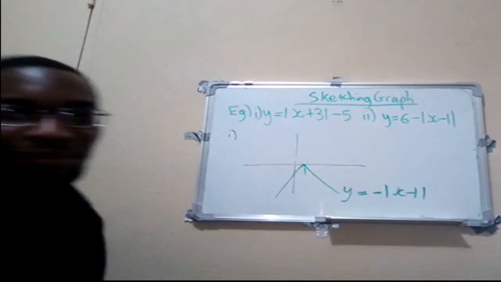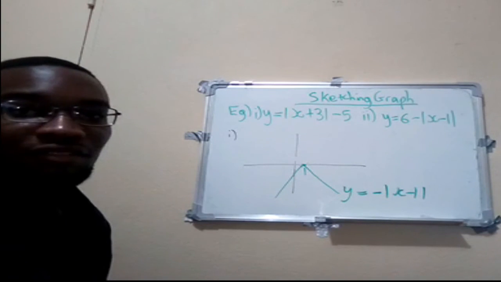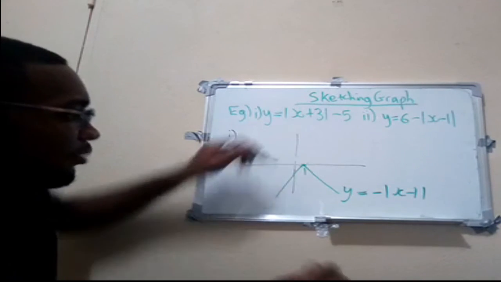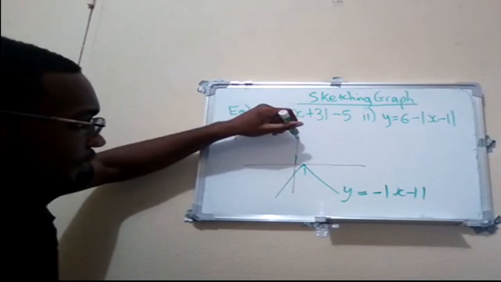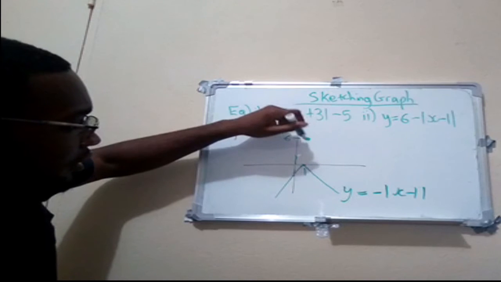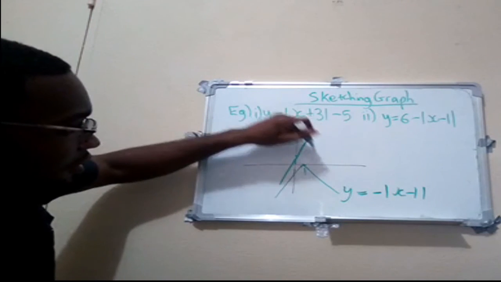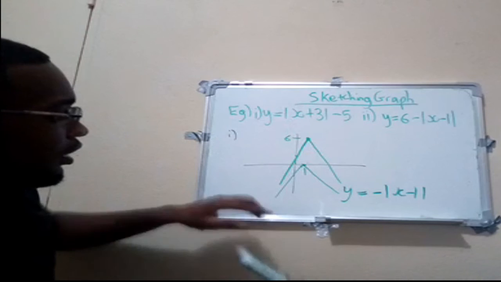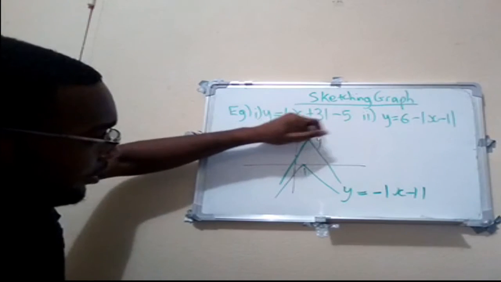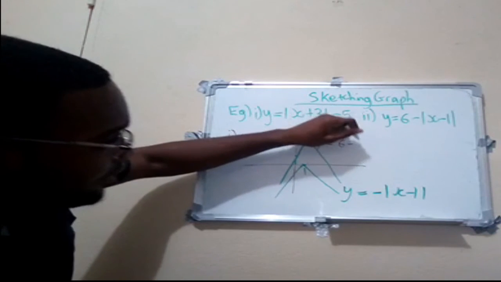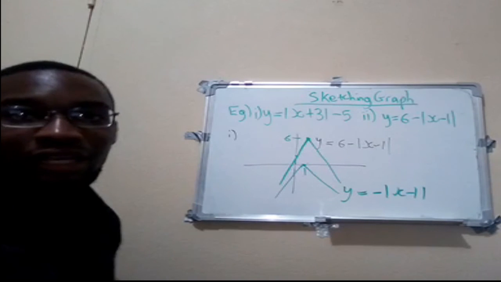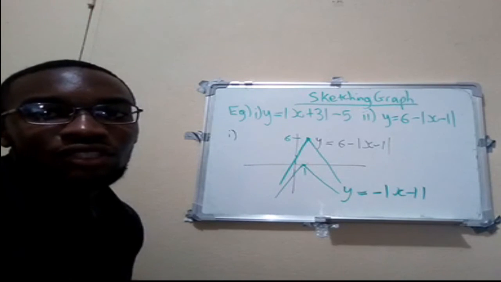And then it wants 6 minus the modulus of x minus 1. And so that means we're going to move the graph up by positive 6. So move it up to here and then sketch the graph. And so this is the actual graph we want. This is the graph y equal to 6 minus the modulus of x minus 1. Alright, that's how you sketch the graph of a modulus function.